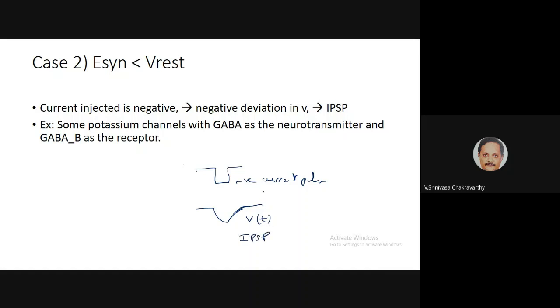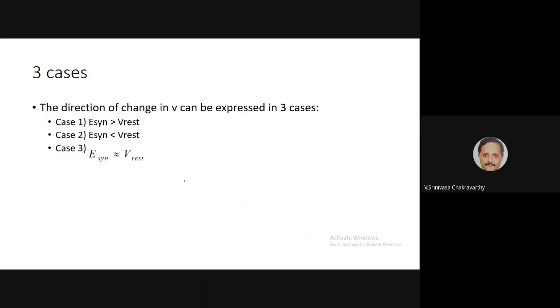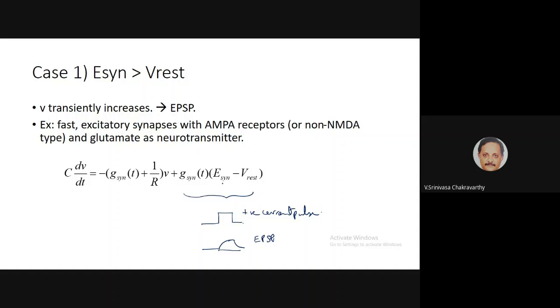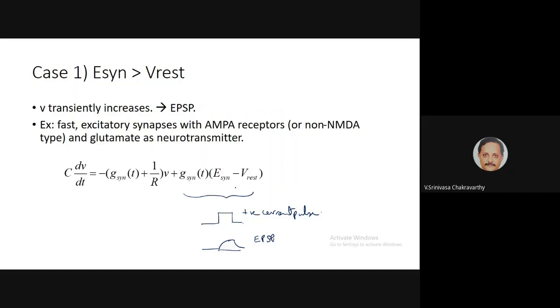Also, I just want to point out that our earlier understanding was that if you have an excitatory synapse, you'll have an EPSP, and with an inhibitory synapse, you have an IPSP. That was a kind of simplistic understanding. A more precise mathematical understanding is given by these results. The more precise condition is whether the quantity E_syn minus V_rest is positive or negative. That's what determines whether it's an IPSP or an EPSP.